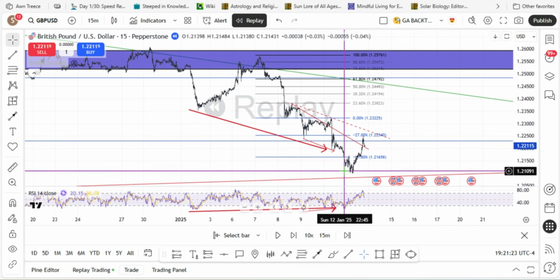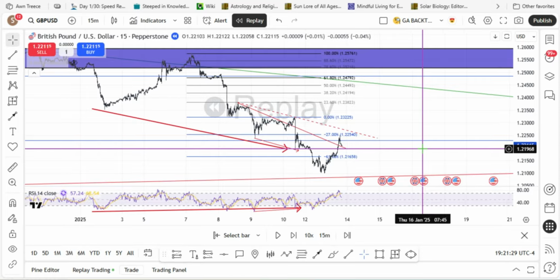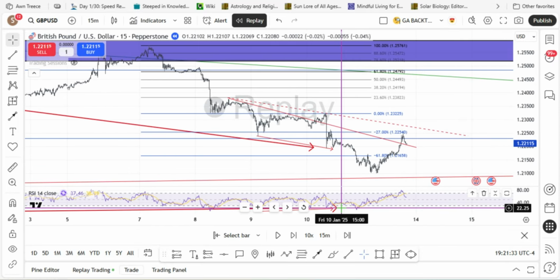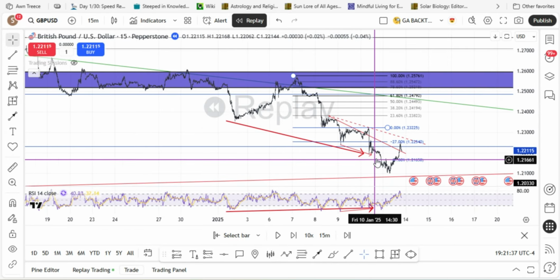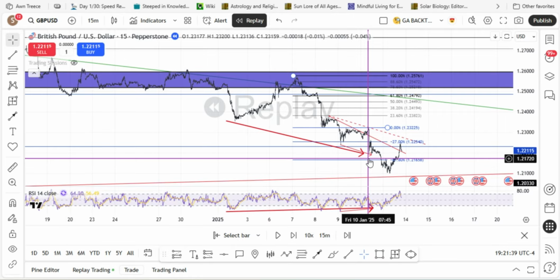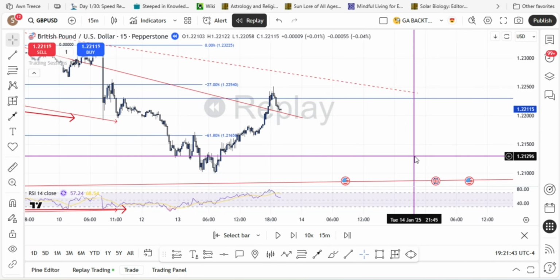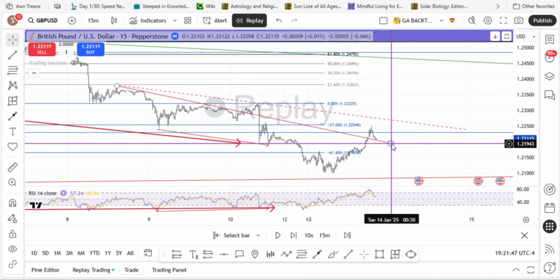Okay, so it did continue down further, hit TP2 and got really close to the trend line. Sometimes it doesn't hit it exactly, but it did get close. So we did get that break and retest of this one right here.